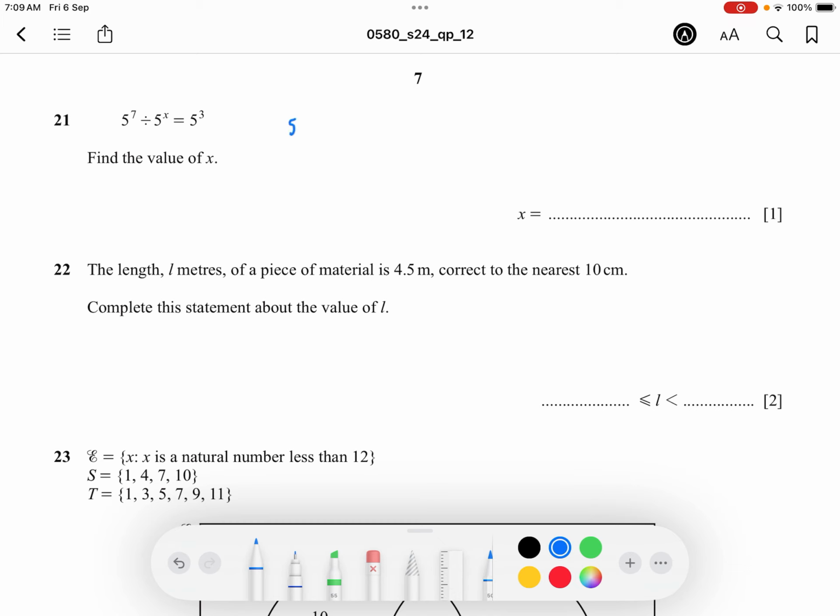If you refer to the law of indices, if we have the same base, if you divide index form with the same base, what that means is that you can simplify by subtracting the index, and therefore x is equal to 4. As simple as that. Okay.